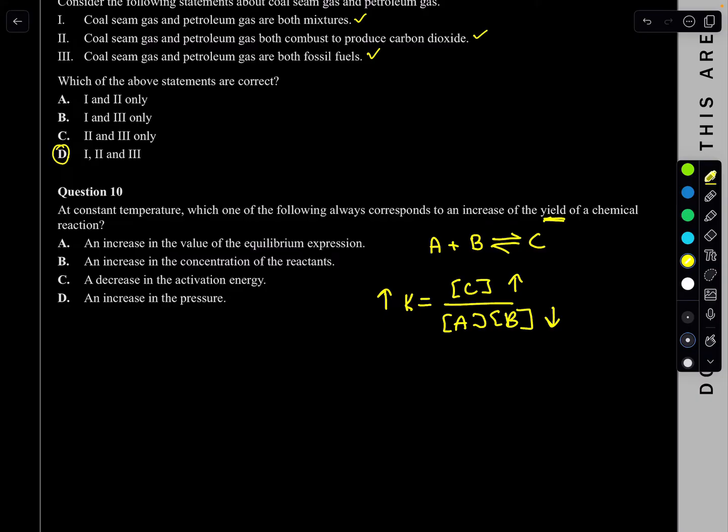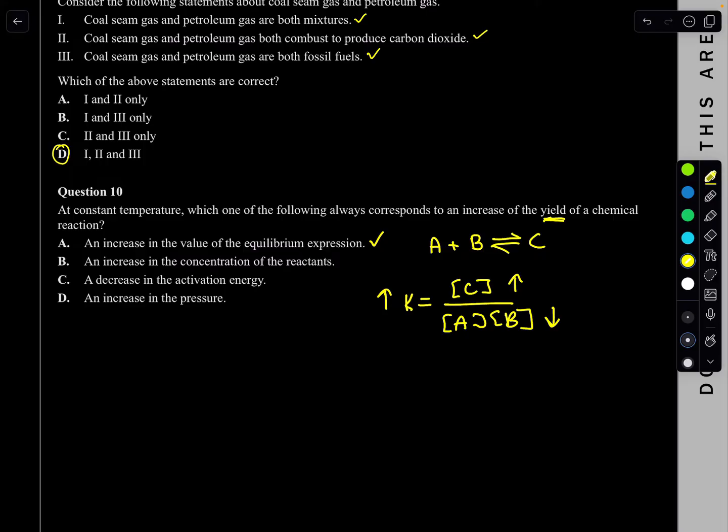So that makes absolute sense. So that could be the answer. Now remember also K is the extent of reaction. It actually tells us about the extent of reaction. So the higher the K value, it means the more the reactants are basically being converted to product. So that makes sense. An increase in the concentration of reactant. An increase in the concentration of the reactants.